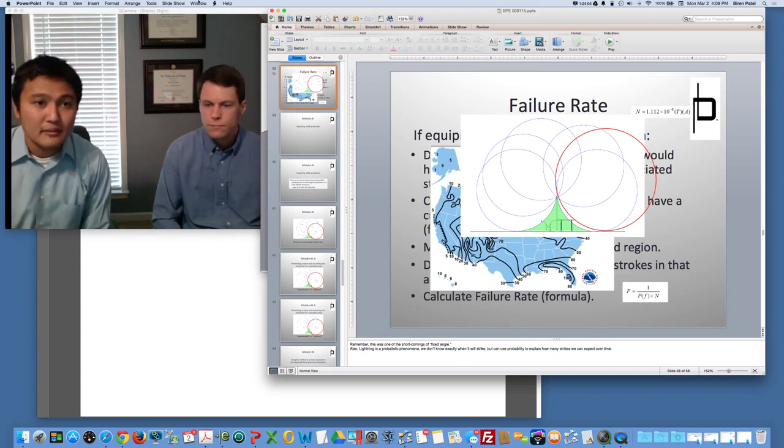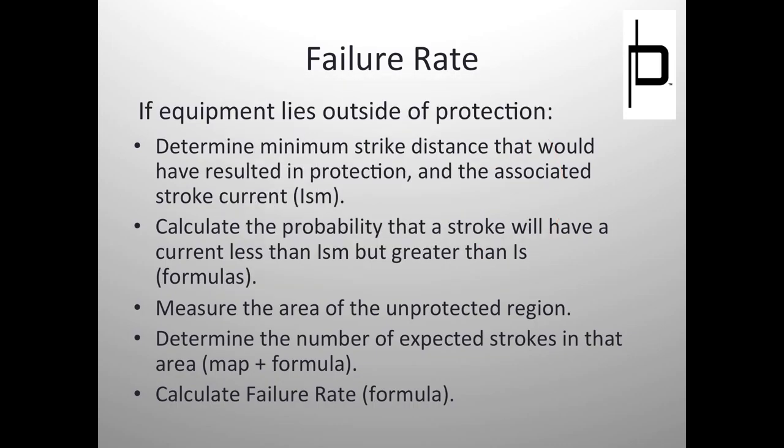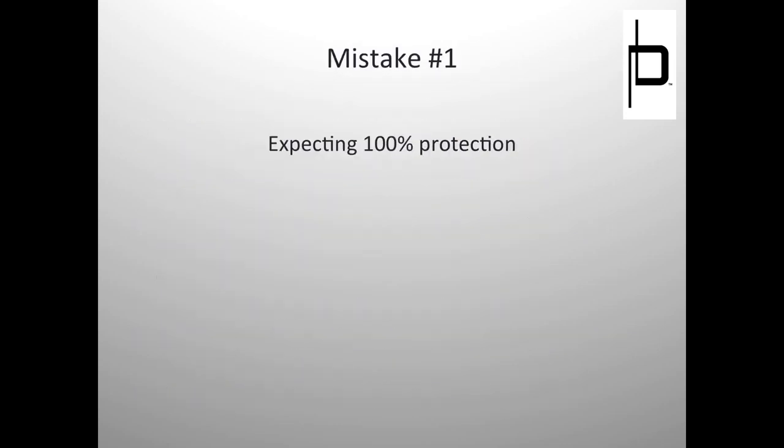Any questions about that? No. Okay. All right. So let's continue on failure rates. Okay. Well, that's it for failure rates.